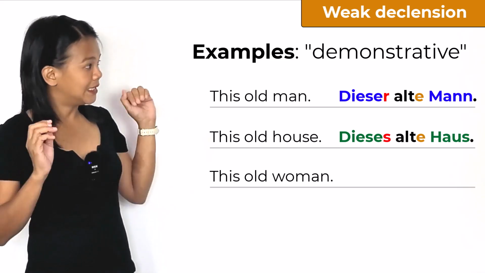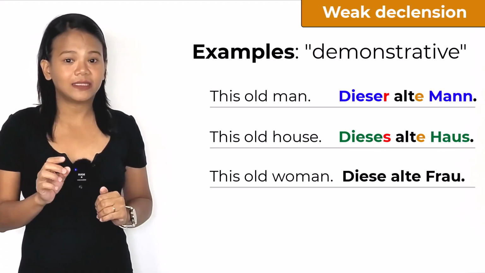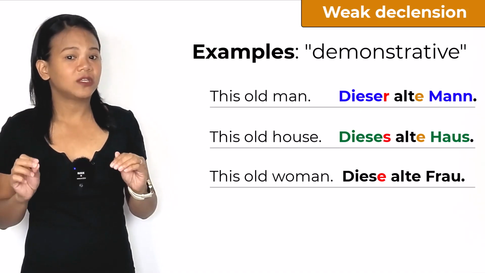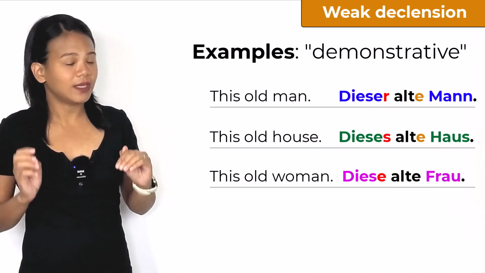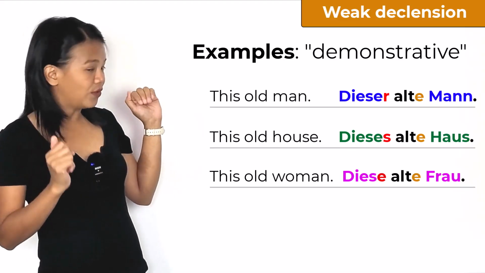Another one is this old woman. Diese alte Frau. Again, the demonstrative pronoun ends with E because Frau is feminine and the adjective again has E. Diese alte Frau.